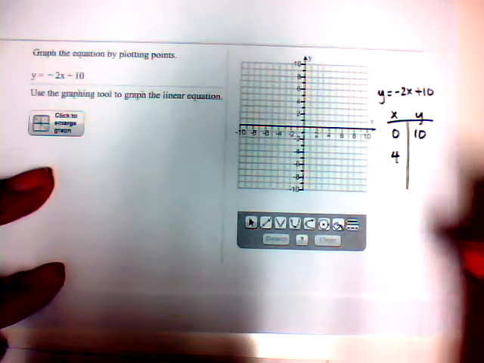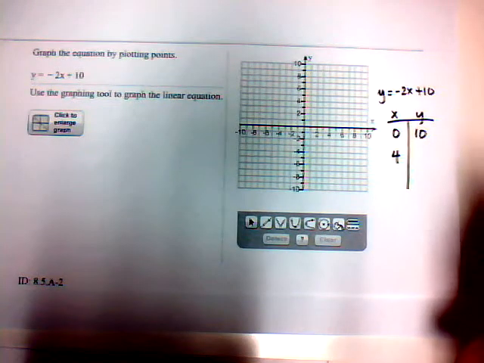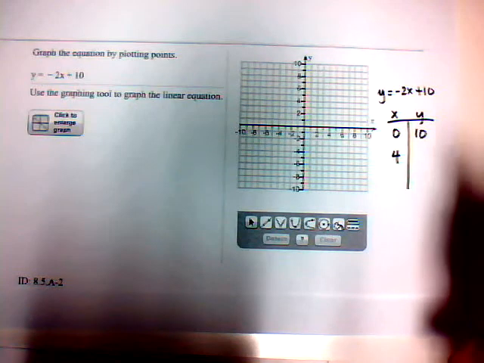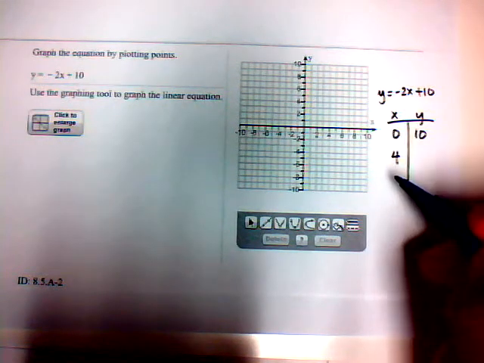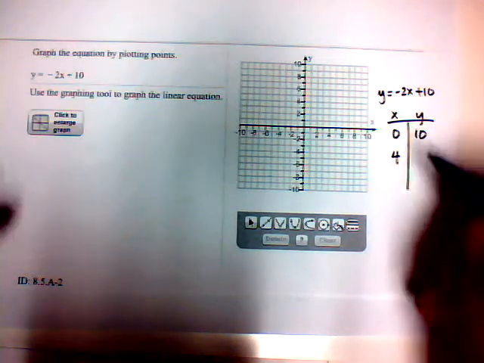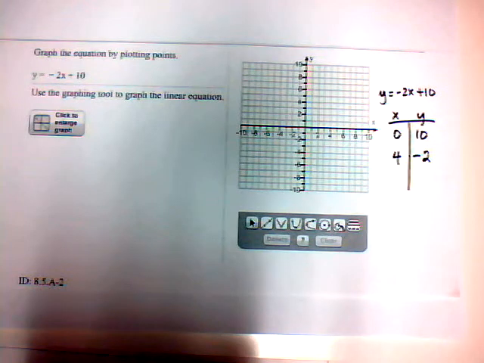Okay, I'm going to choose 4 as an x value. Okay, so if I let x equal 4, negative 2 times 4 will be negative 8. Negative 8 plus 10 is 2. And actually, I need 2 points. Now, some textbooks say that you might need a third point as a check to see if that point will lie on the line. But 2 is enough here because it only takes 2 points to make up a line.